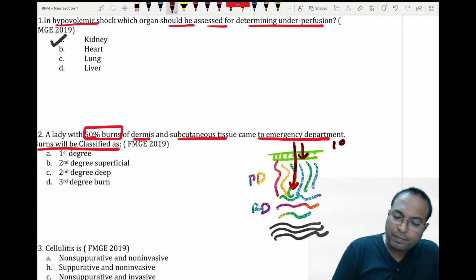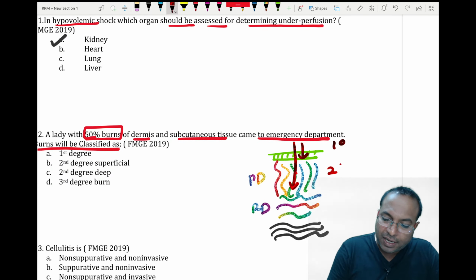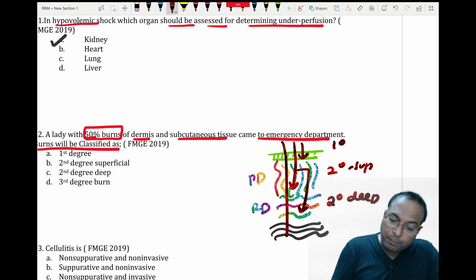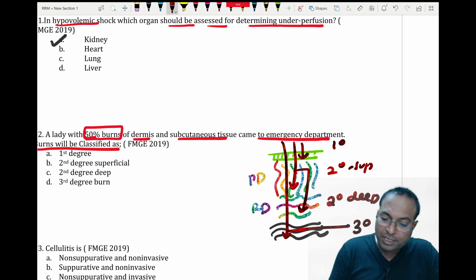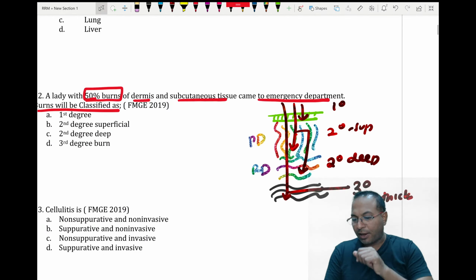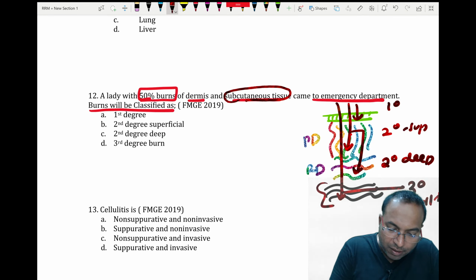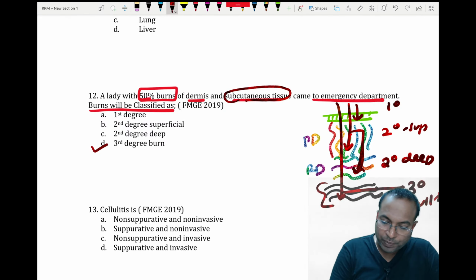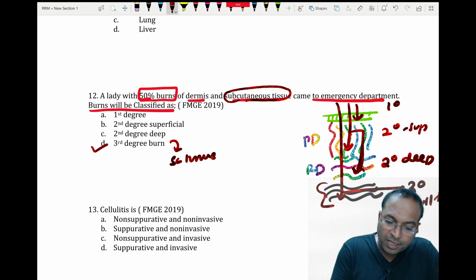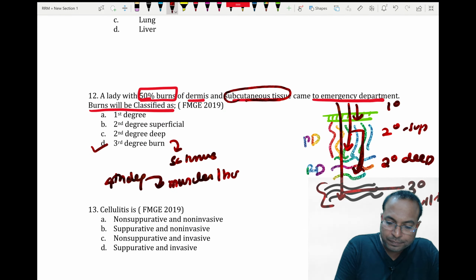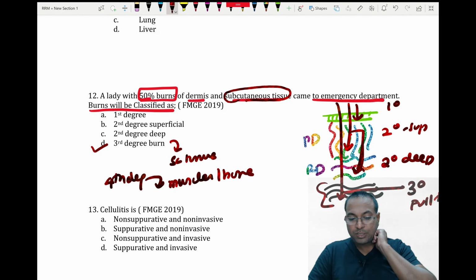Up to superficial papillary dermis is second degree superficial, or up to reticular dermis is second degree deep. When it goes to the subcutaneous tissue, it is third degree or full thickness burns. It is not second degree deep, dear friends, because the burn of subcutaneous tissue is mentioned. Second degree deep burns will be up to the reticular dermis only. It will not involve the subcutaneous tissue. When the subcutaneous tissue is involved, it is third degree. There is one more degree known as fourth degree burns involving the muscles and bone, usually seen in electrical burns. Okay, that is fourth degree burns.